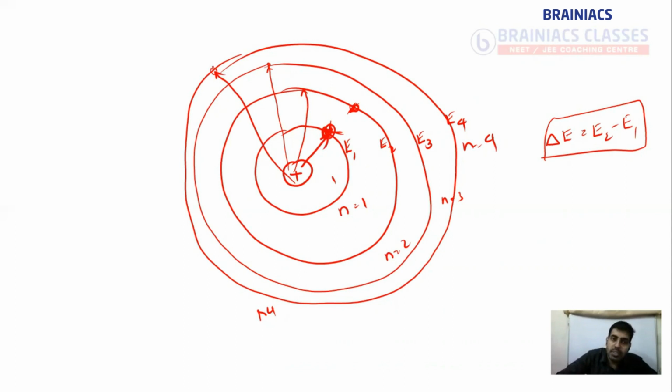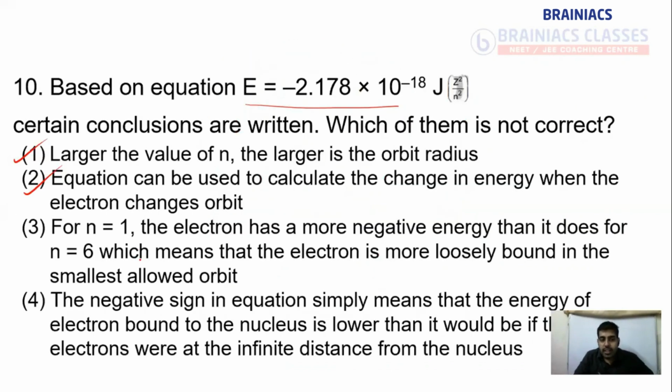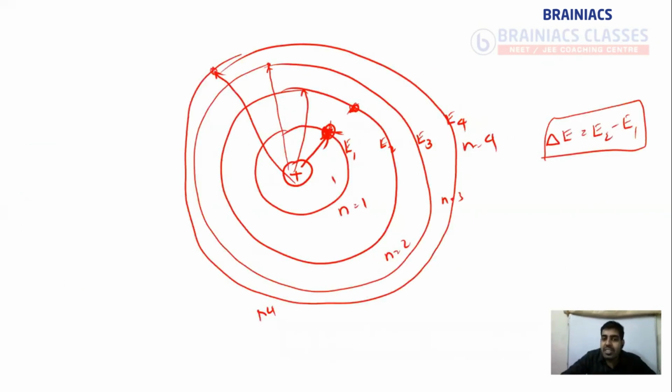Now, an electron present in n equals 4 is attracted weakly because the distance between the nucleus and the last electron, that is the fourth electron, is very large, so attraction decreases. Here they say that the electron is more loosely bound in the smallest allowed orbital. That means here attraction is less for n equals 1.